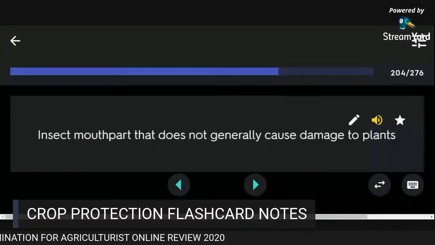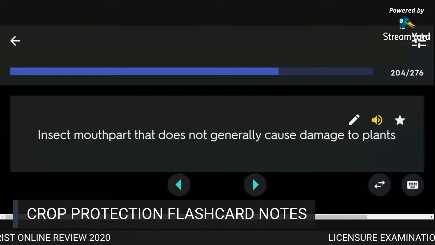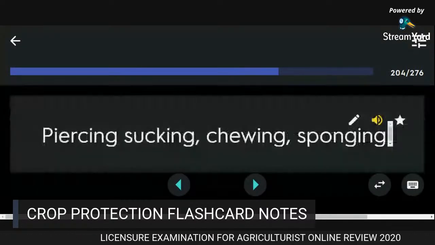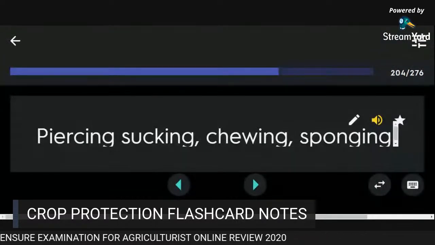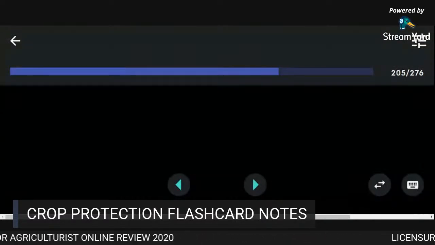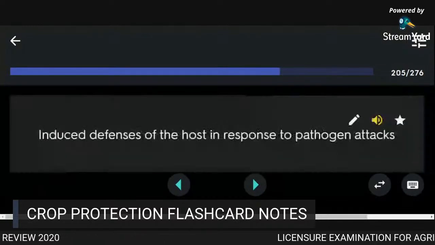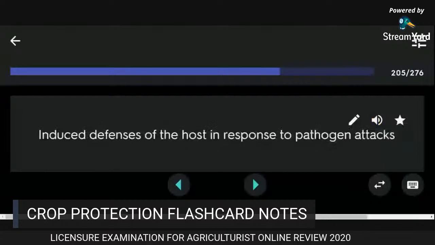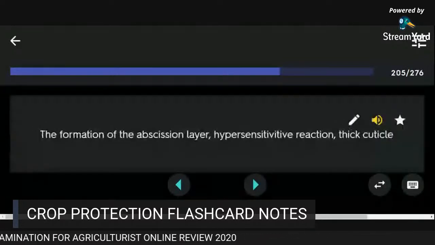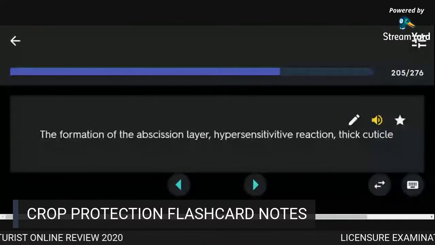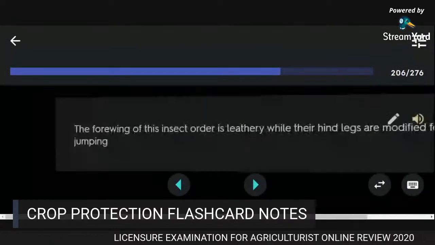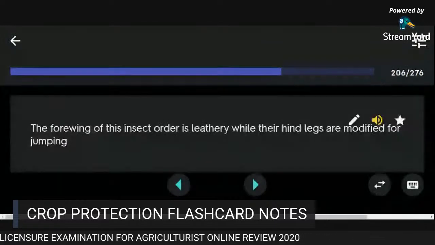Insect mouth part that does not generally cause damage to plants: sponging. Induced defenses of the host in response to pathogen attacks: the formation of the absorption layer, hypersensitivity reaction, thick cuticle. The forewing of this insect order is leathery while their hind legs are modified for jumping.